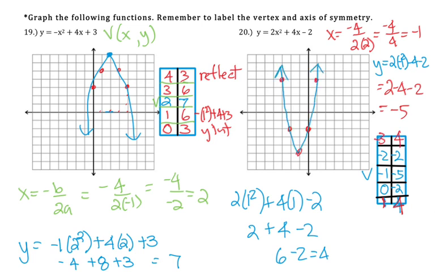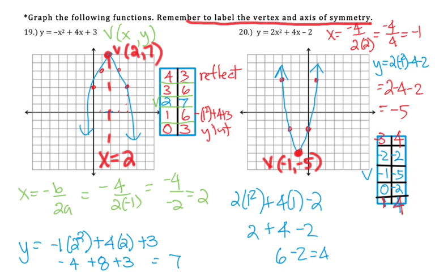Now the last thing it asks me to do is to label my vertex. So I'm going to label my vertex, which is 2, 7 on the first one, and my axis of symmetry, which is x equals 2. And on number 20, my vertex is negative 1, negative 5, and my axis of symmetry is negative 1.